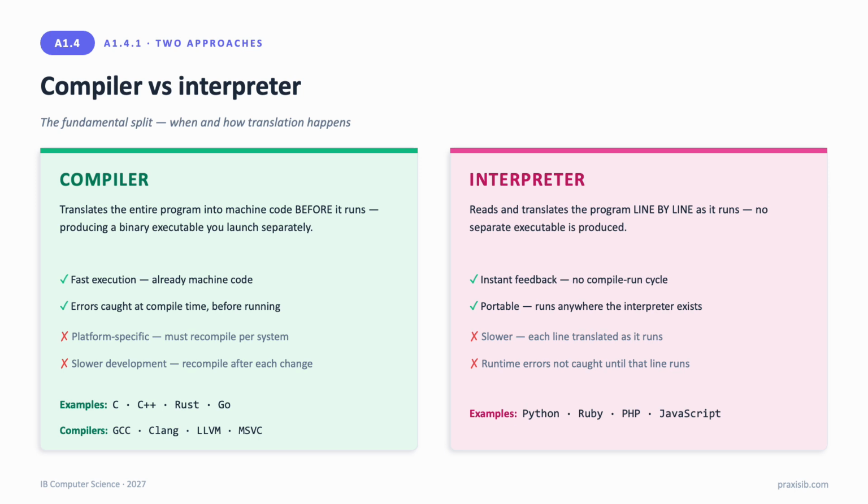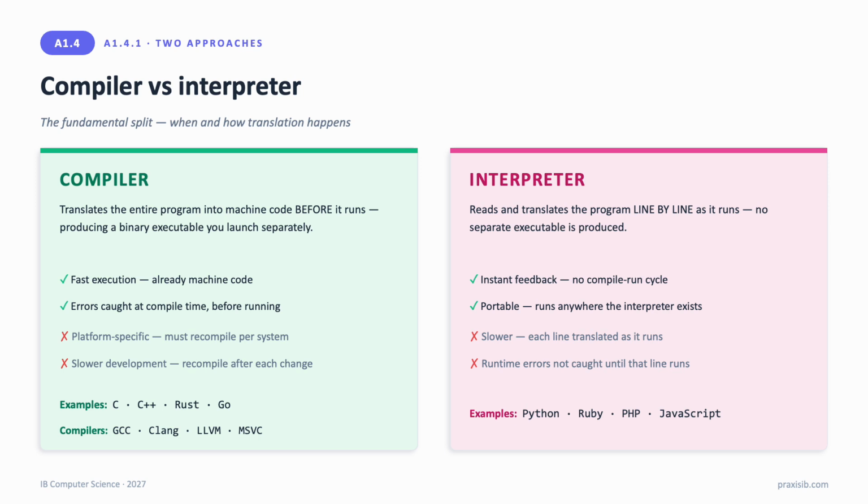Now look at the right side, the interpreter. An interpreter reads and translates your program line by line as it runs. It doesn't produce a separate file. Here's a simple way to picture it. Imagine a live translator standing beside you. They translate each sentence the moment you say it.